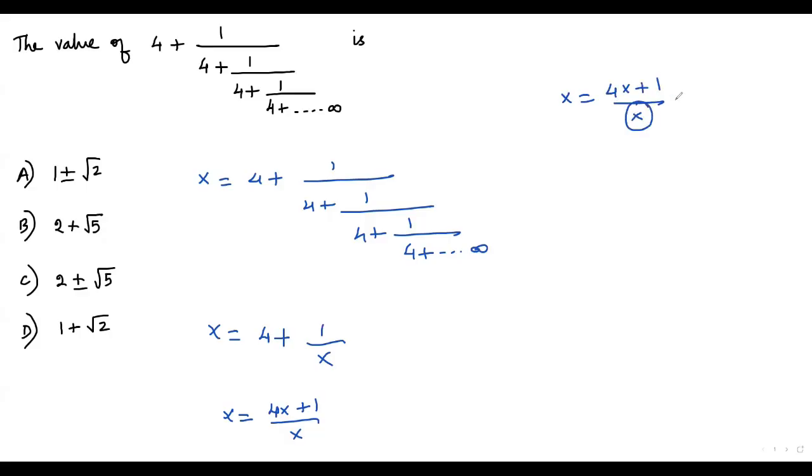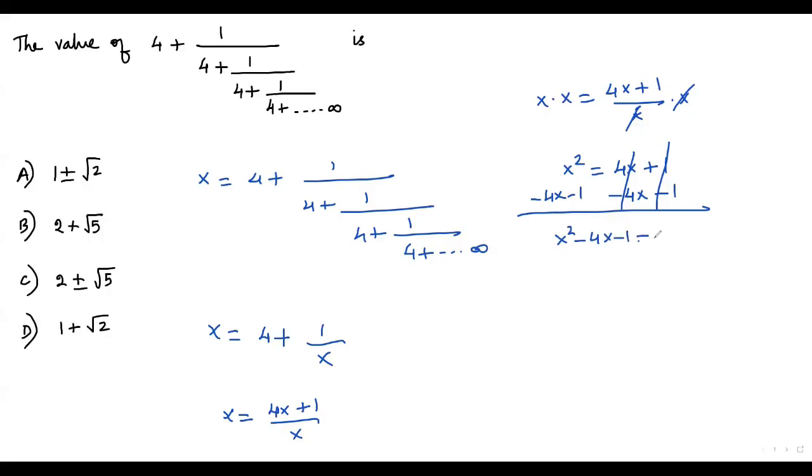Now to get rid of the denominator x over here, I multiply both sides of this equation by x. Then this x will cancel. Then I'm getting x squared equals 4x plus 1. Okay, now let me subtract 4x and 1 from both sides. When I do so, this positive 4x and negative 4x will cancel. Positive and negative 1 will cancel out. On the left side, I'm getting x squared minus 4x minus 1 equals 0. Okay, now I got a quadratic equation.